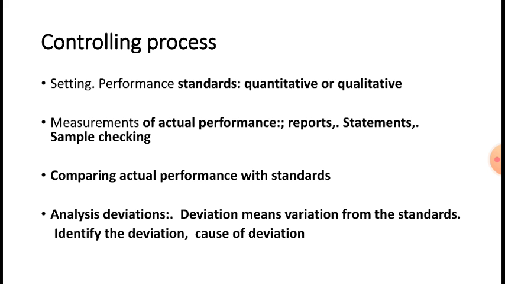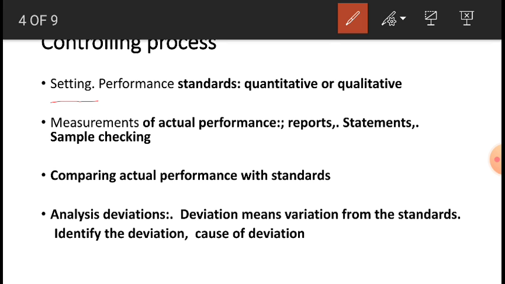First one, setting performance standards. This is the first step in the controlling process. Every organization has to set up a quantitative or a qualitative standard. For example, a standard can be set that next year we have to earn a revenue of 20 lakhs, or that we should improve sales by 20%, or that employee satisfaction should be improved. So the first step in the controlling process is setting up of performance standards.